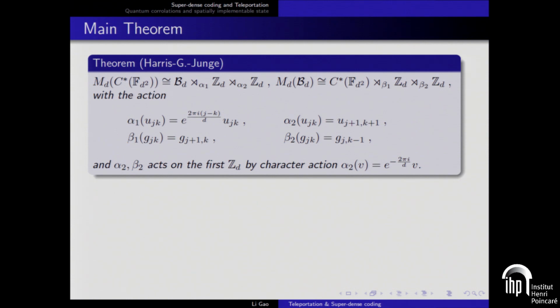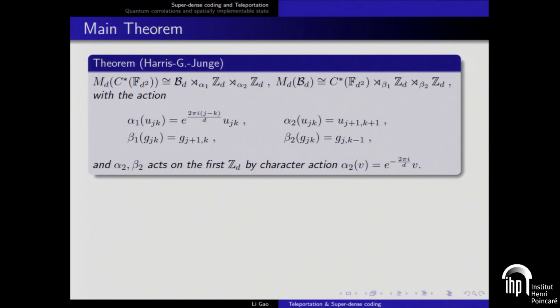It also has order D. And the action beta 1 is shifting the unitary generator, only shifting the first index. And action beta 2 gives the shifting for the second index. We also need to assume that the second action acts on the first copy of Z_D by the character action, like in Takai duality.